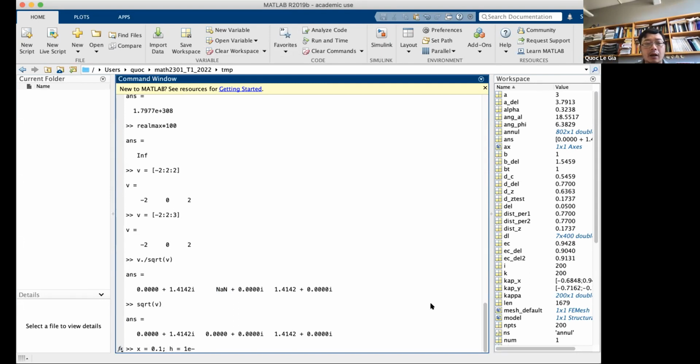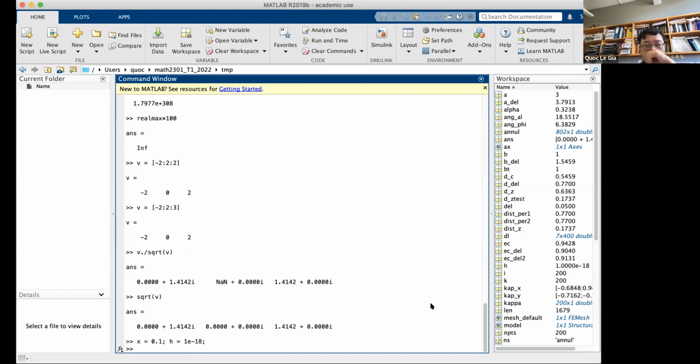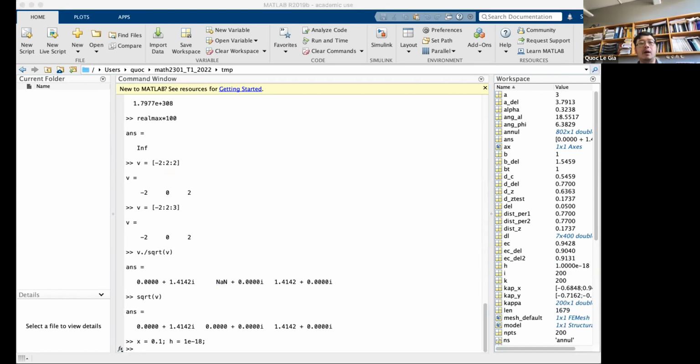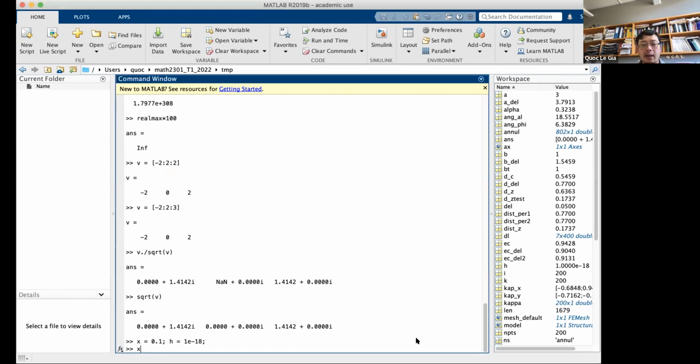Okay, so the next one is, suppose we have x equal to 0.1, and then h is 10 to the minus 18. In Matlab, when you write 1e minus something, it means 10 to the minus that power. And now what is the answer? Is x plus h less than or equal to x? Is it true or false?